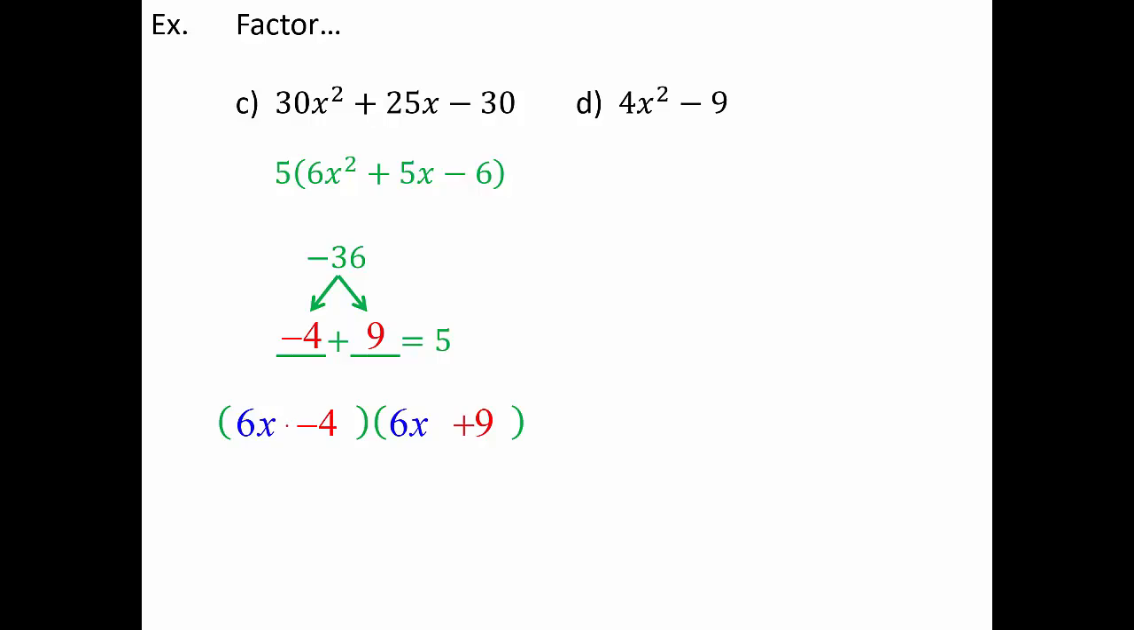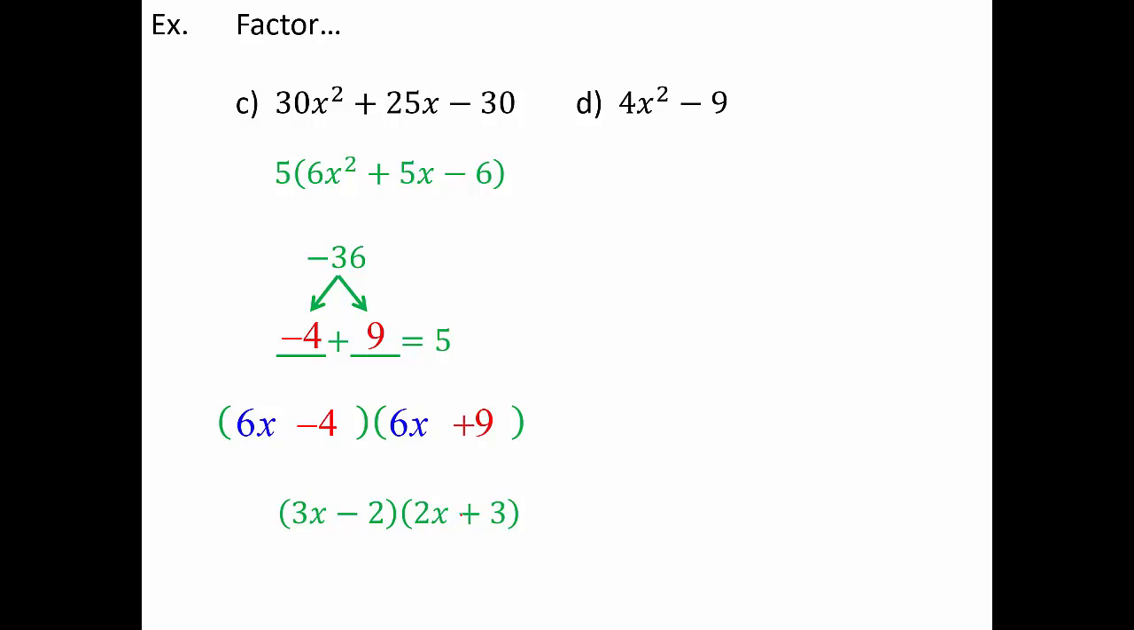In the first pair, 6x minus 4, we can divide by 2. In the second pair, 6x plus 9, we can divide by 3. So when I do that, 6x minus 4 becomes 3x minus 2. 6x plus 9 becomes 2x plus 3.